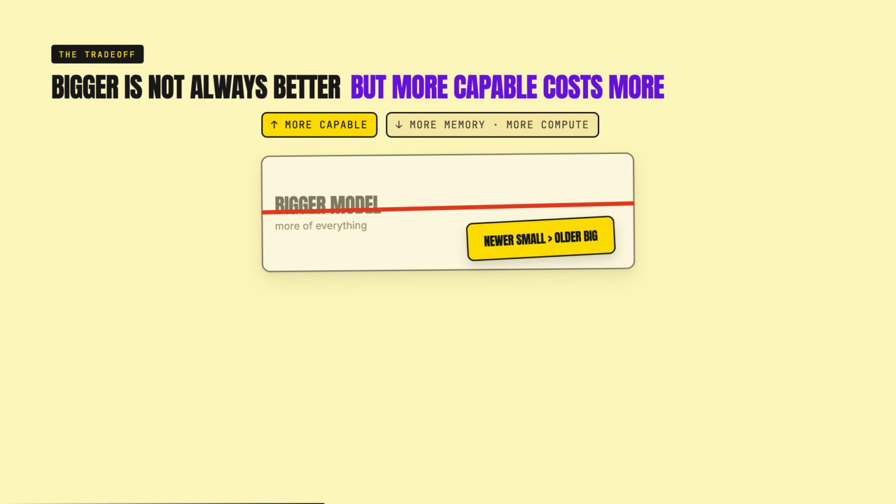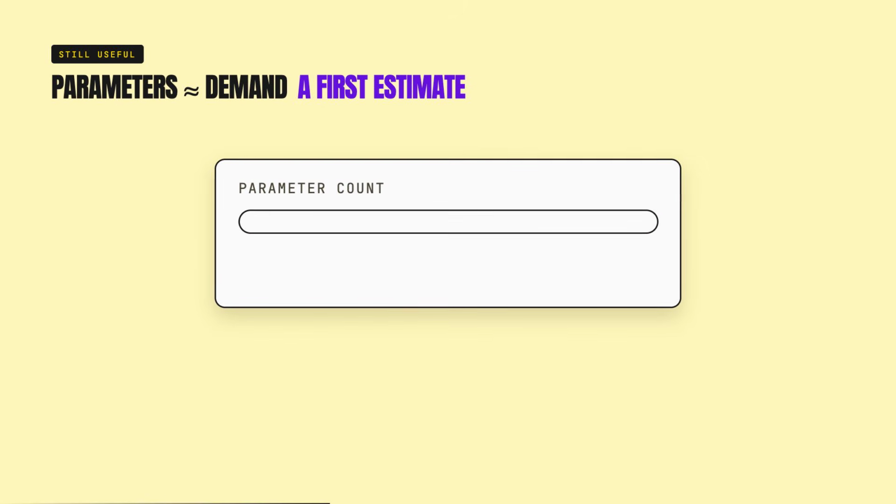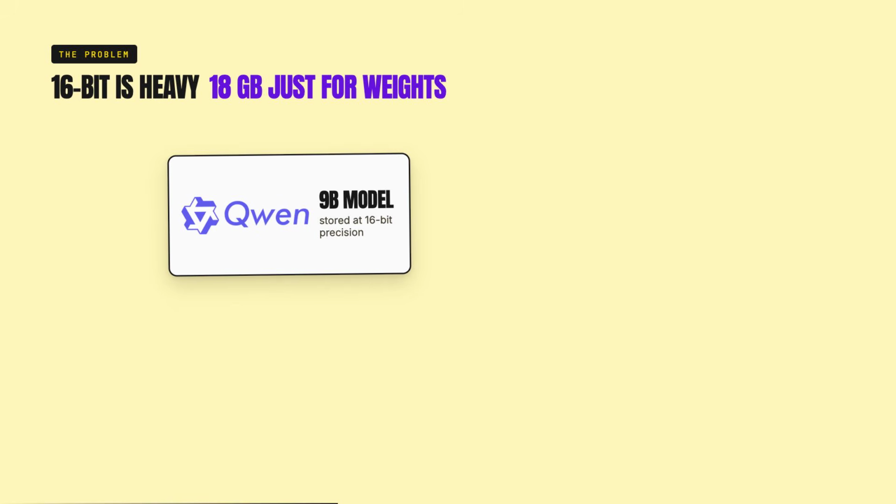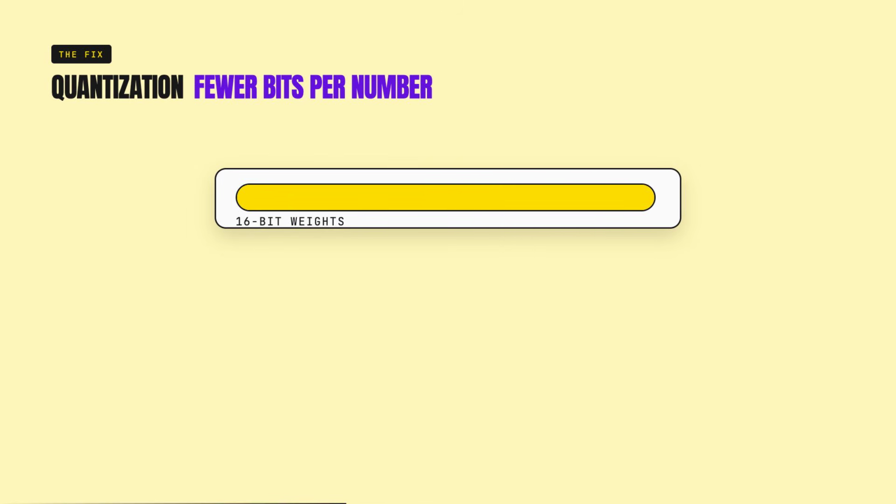A newer, well-trained small model can beat an older, larger model, but parameter count is still a useful first estimate of how demanding a model will be. The problem is that a 9 billion model stored at 16-bit precision would need roughly 18 gigabytes just for its weights. That is where quantization comes in.